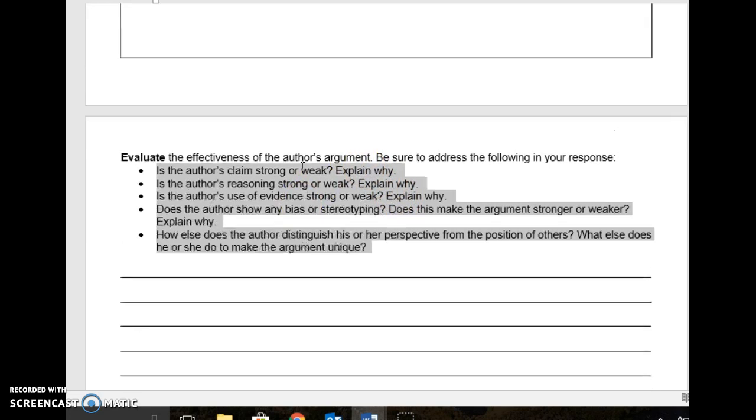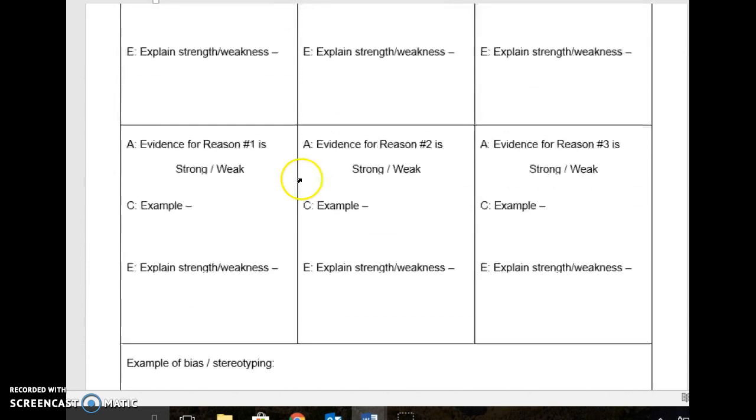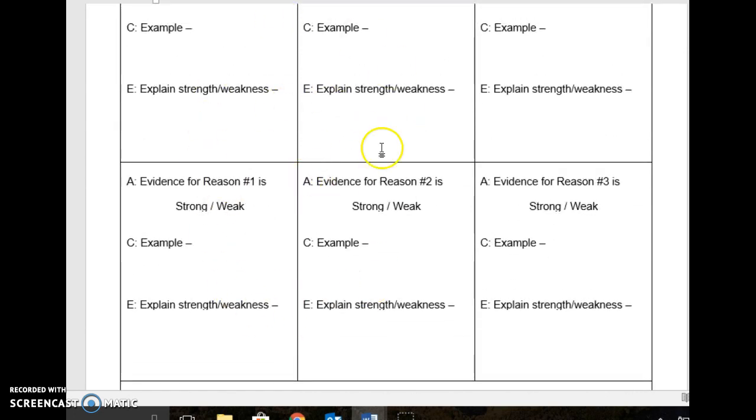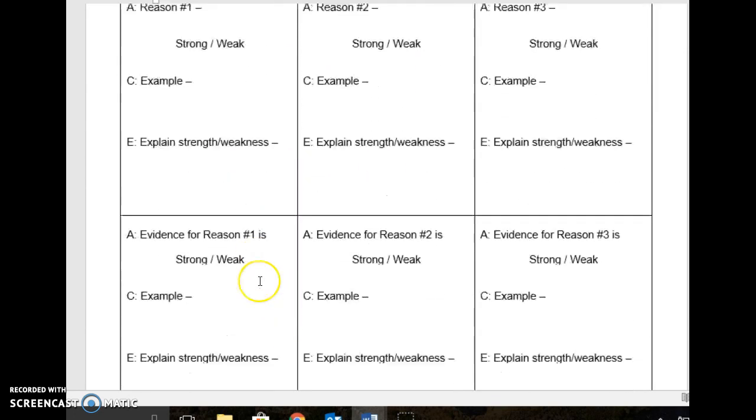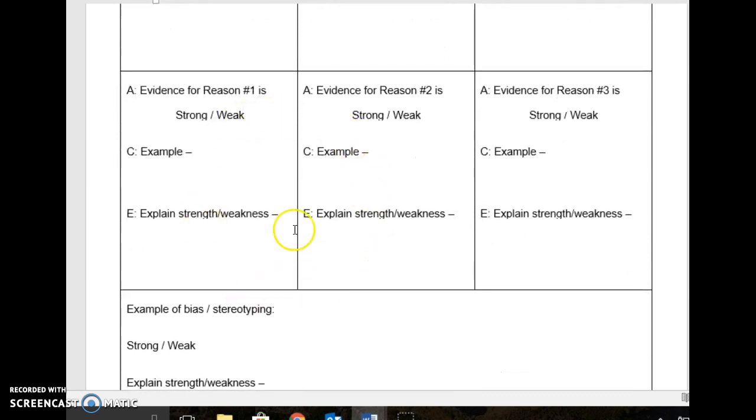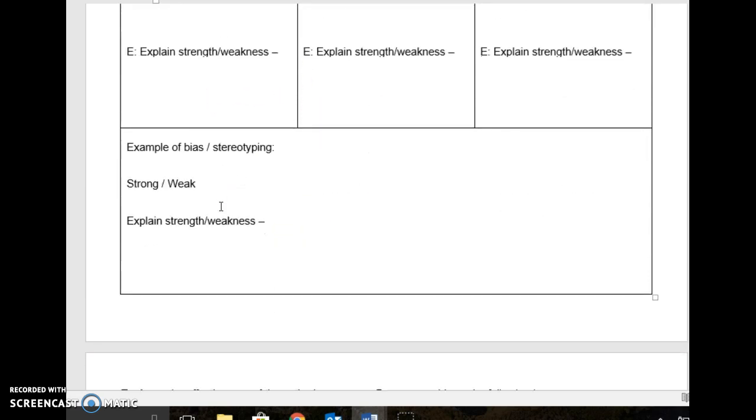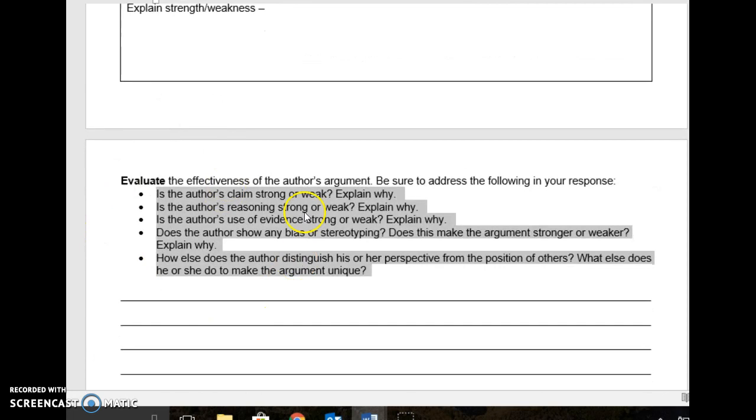That evidence is not only in the article, but if you did a good job on the organizer, everything you need to answer this question is in the organizer. So if you do a good job on step 1, it's going to help you for step 3.